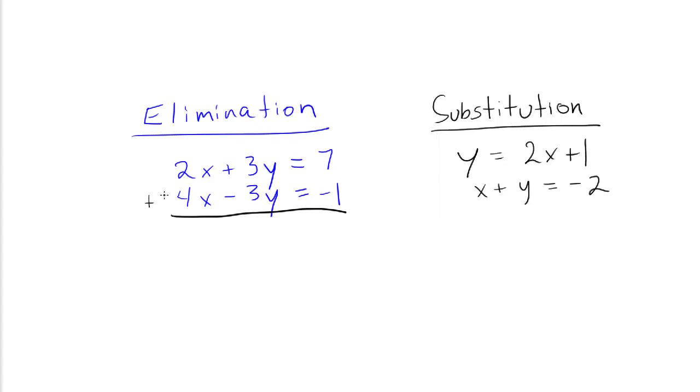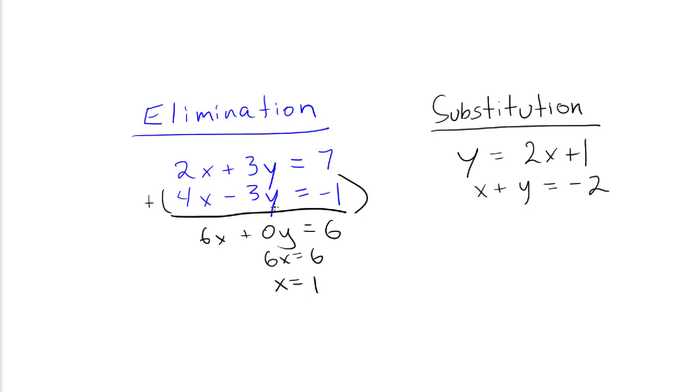I simply add the second equation to the first equation. 2x plus 4x is 6x, plus 3y plus negative 3y is essentially 0y. That cancels. And 7 plus negative 1, or 7 minus 1, is 6. So 6x equals 6. x equals 1. And I've solved for the variable x.